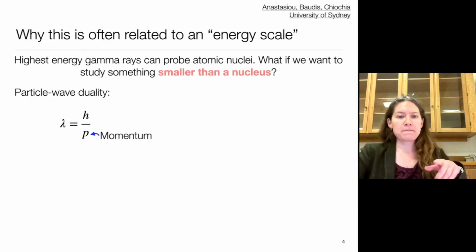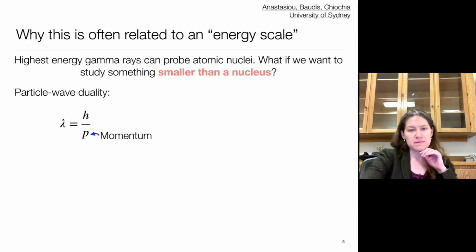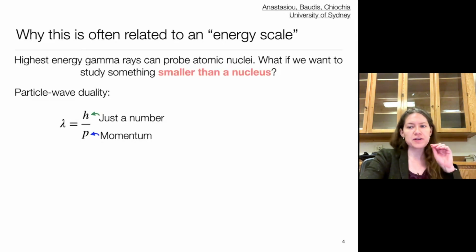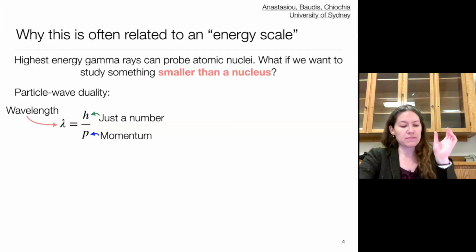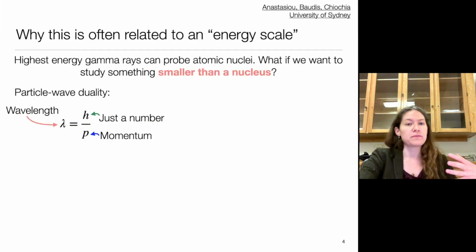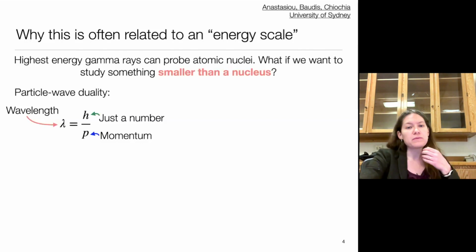So p in this equation, that's going to be the momentum of a particle. h here, that's Planck's constant. It's just a number. Doesn't really matter what it is. And this lambda over here, this is wavelength. So this is the wavelength of the wave that this particle corresponds to. So if you want to get something with a small wavelength, you would need a particle with a big momentum, and that would be equivalent.